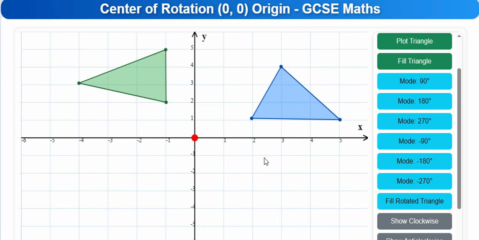So that's how we do rotation of figures about the center of rotation, the origin, which is 0, 0.